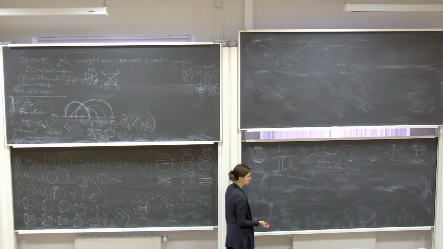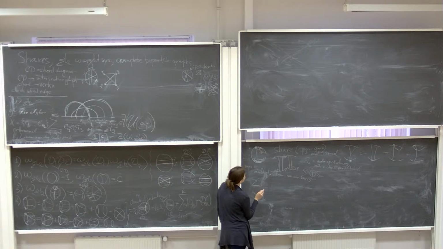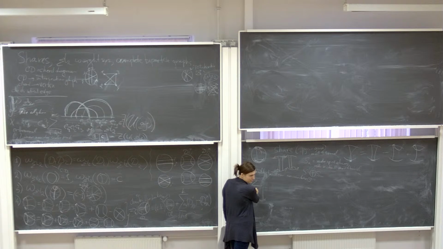And what about co-multiplication? We denote by V a set of chords, S is a share, and mu is the operation of co-multiplication.